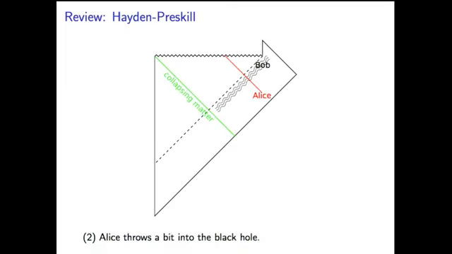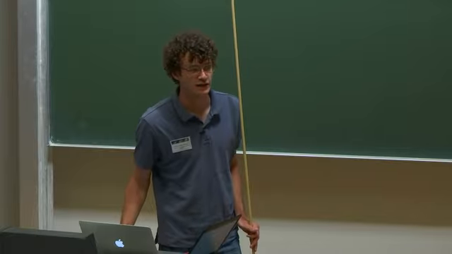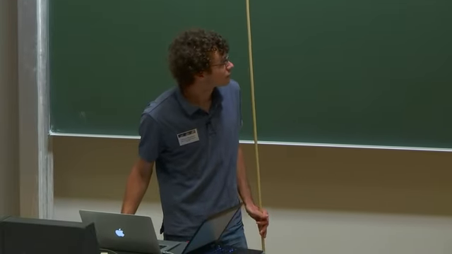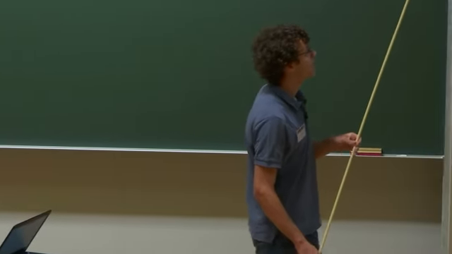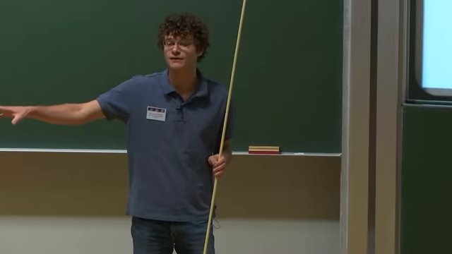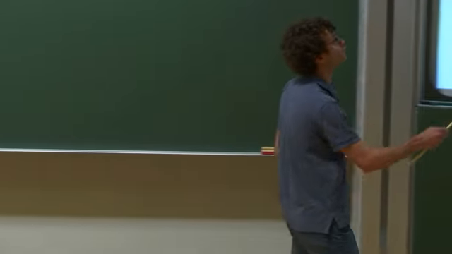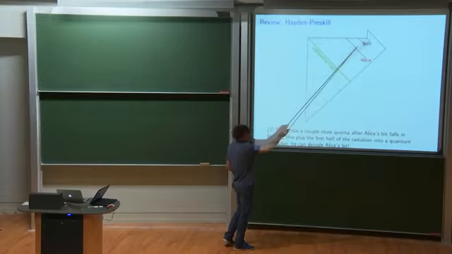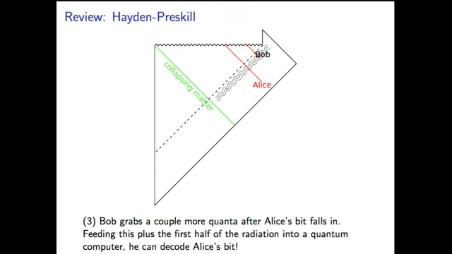And at that time, let's imagine that we have somebody called Alice who throws her diary or some message into the black hole. Now, we also have Bob, who's outside the black hole with a huge quantum supercomputer, and he's been collecting the first half of the Hawking radiation and storing it on the hard drive of his quantum computer. His goal is to recover Alice's diary. Now, the remarkable thing that Hayden and Preskill show is that he can recover Alice's diary using his half of the Hawking radiation plus just a few more quanta that come out after Alice throws her diary into the black hole. So he needs a few more quanta plus the first half.